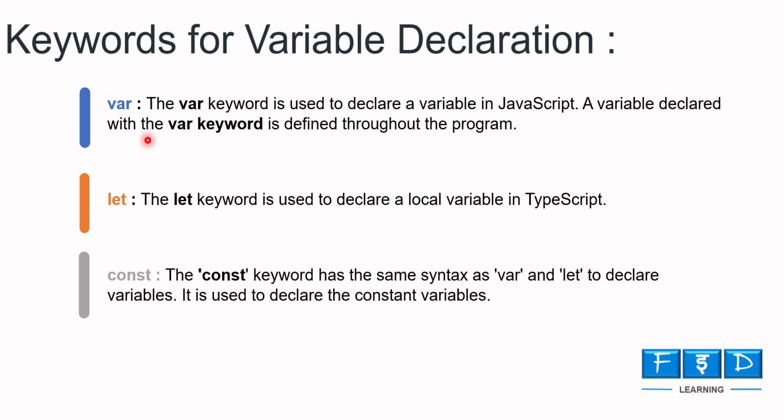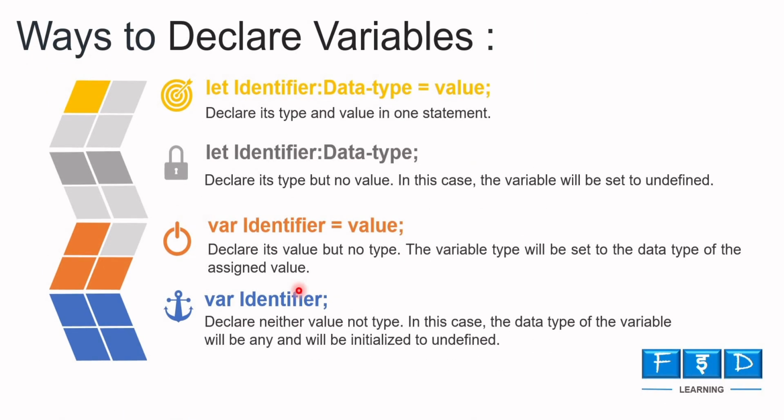So this var keyword is used to declare a variable in JavaScript, and a variable declared with the var keyword is defined throughout the program. And this let and const, as I told, these two keywords are introduced in ES6. The let keyword is used to declare a local variable in TypeScript, and the const keyword has the same syntax as var and let to declare variables, and it is used to declare constant variables. Next, we will see what are the ways to declare variables.